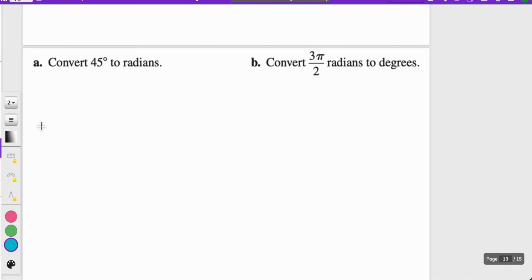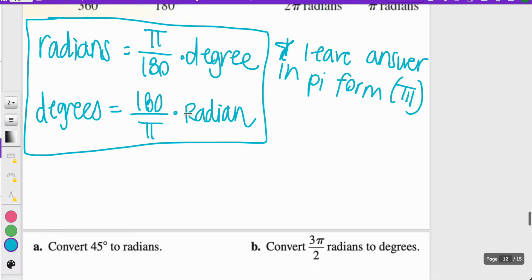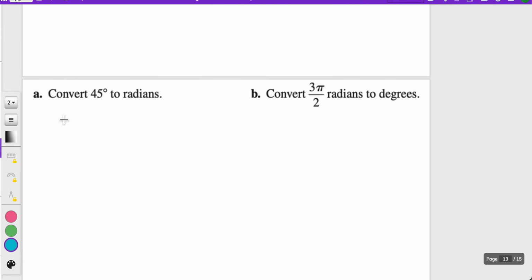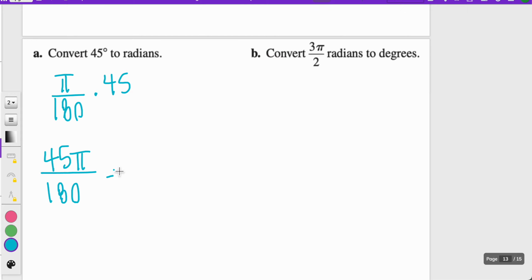Next on your paper, we have convert 45 degrees to radians. So if I want to go from degrees to radians, pi divided by 180 times my degree. So pi divided by 180 times my degree of 45. So that'll be 45 pi over 180, and then I just simplify 45 and 180. 180 can be divided by 45, it's 4, so this just simplifies to pi over 4 radians.